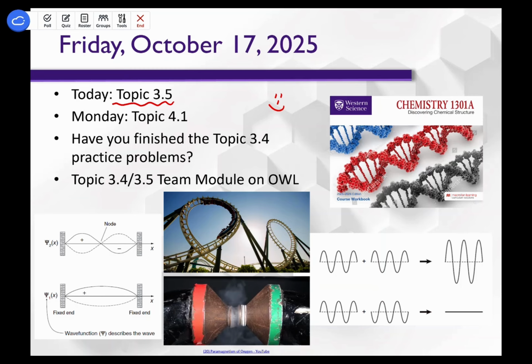Today, we are getting very close to finishing up 3.5. We'll see how close we get. Hopefully we will, starting chapter 4 next week.